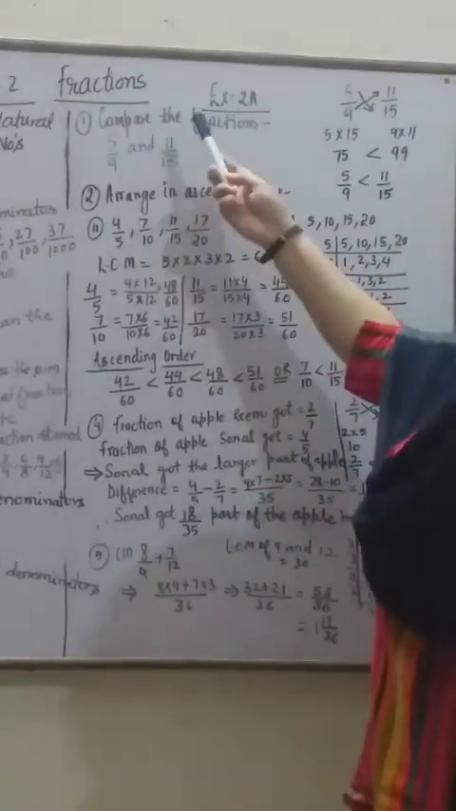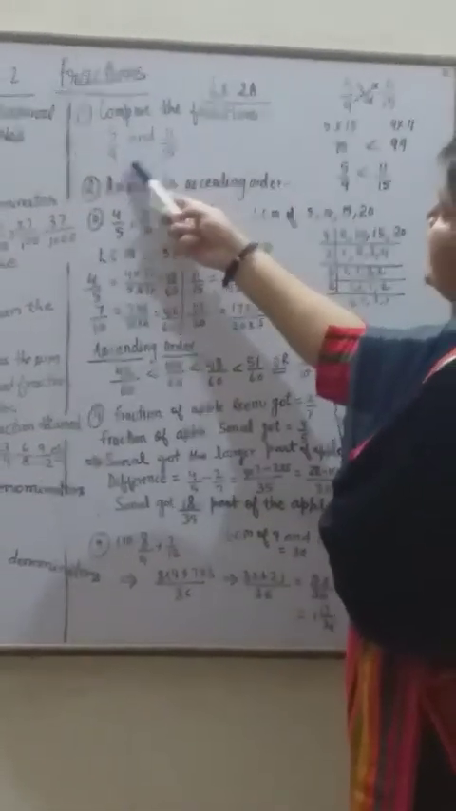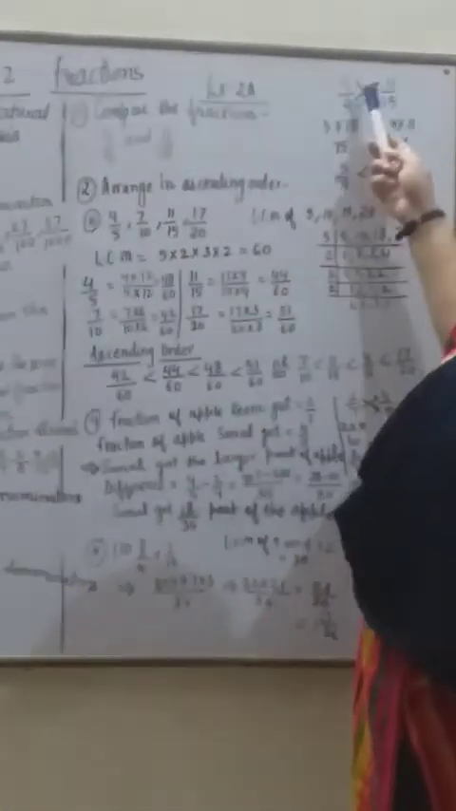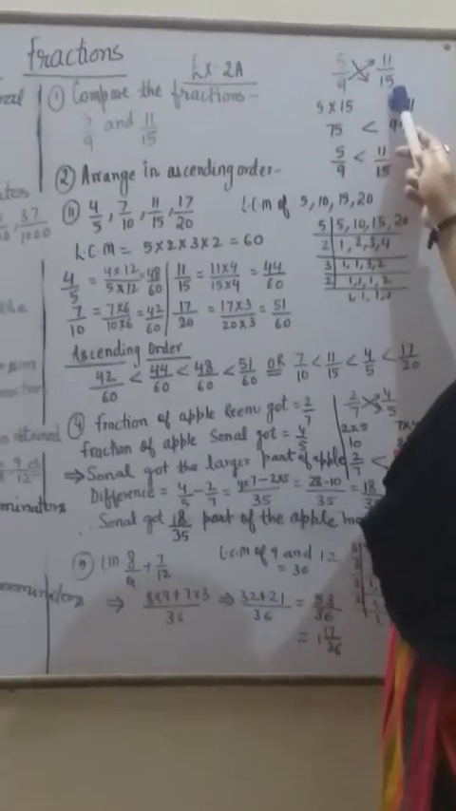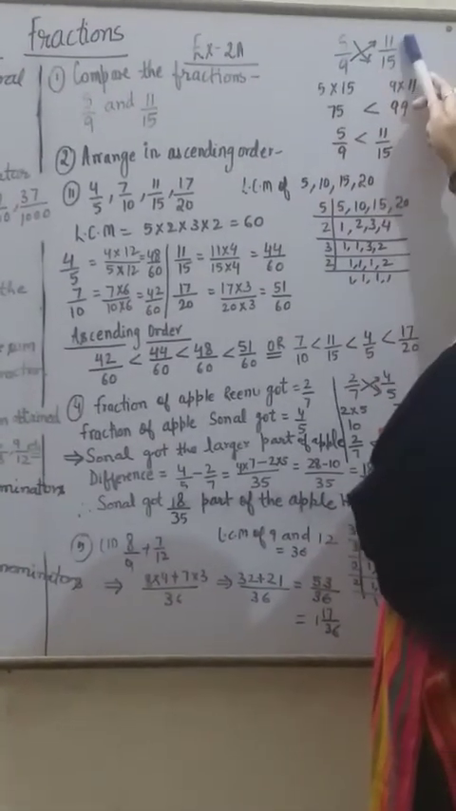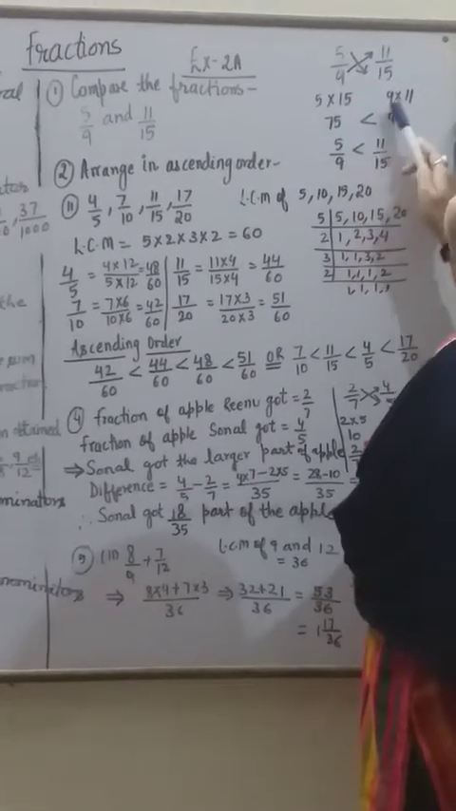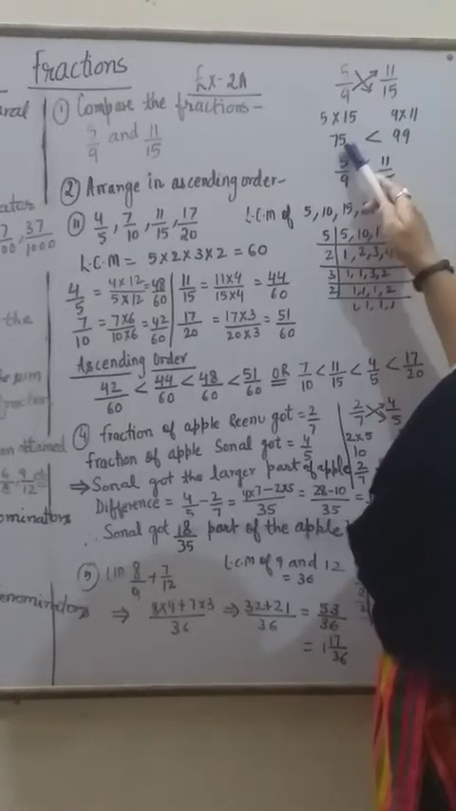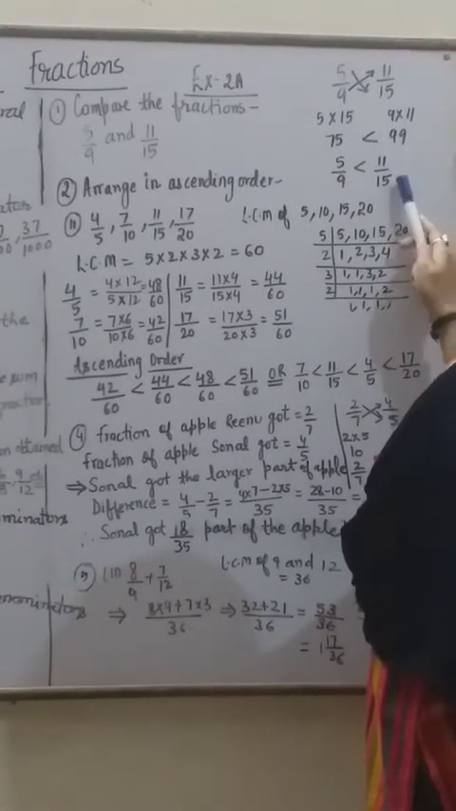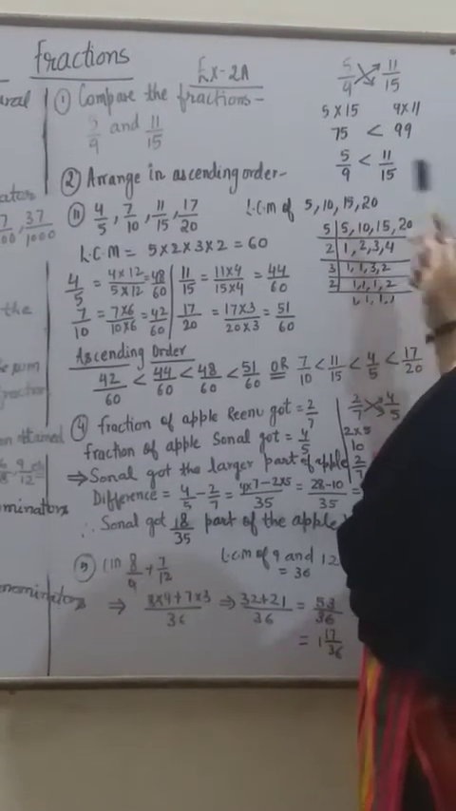Now we will do a few numericals from the R.S. Agarwal book, exercise 2a. Question number 1, compare the fractions 5 upon 9 and 11 upon 15 by cross multiplication. 5 multiply 15 and 9 multiply 11. 5 15s are 75 and 9 11s are 99. 99 is greater than 75, so 11 upon 15 is greater than 5 upon 9.